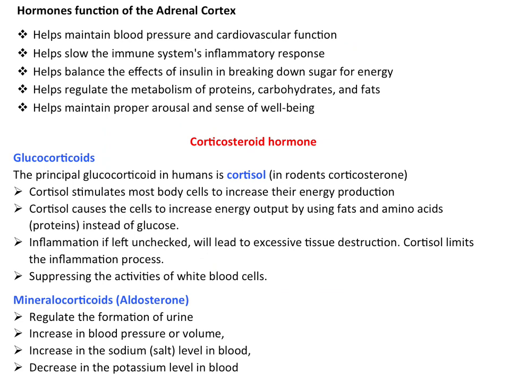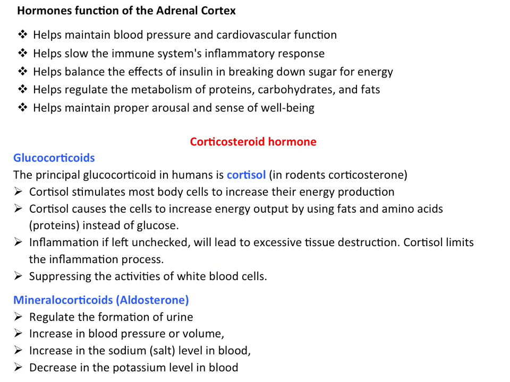Now, hormone function of adrenal cortex. Actually, the hormones of adrenal cortex help in maintaining blood pressure and cardiovascular function. They help slow the immune system or inflammatory response. They are helpful in balancing the effect of insulin in breaking down the sugar for energy production. They help in regulating the metabolism of protein, carbohydrate and fats, and help in the maintenance of proper arousal and sense of well-being.